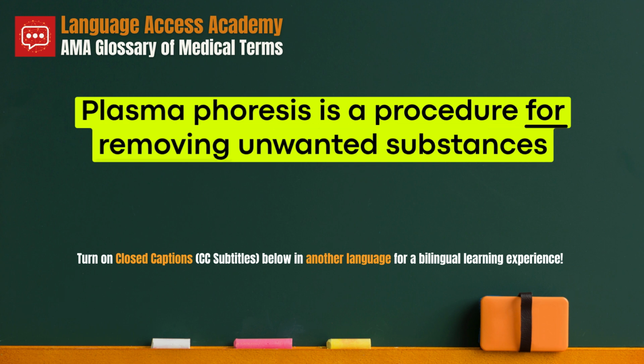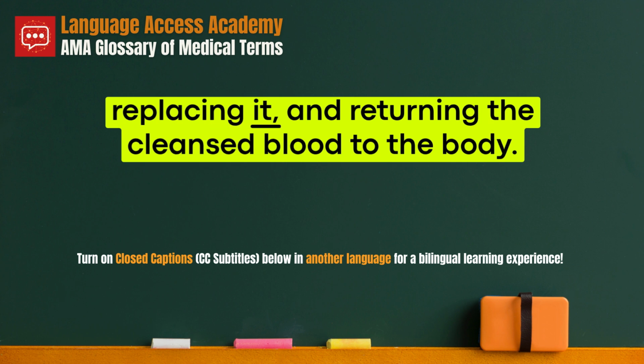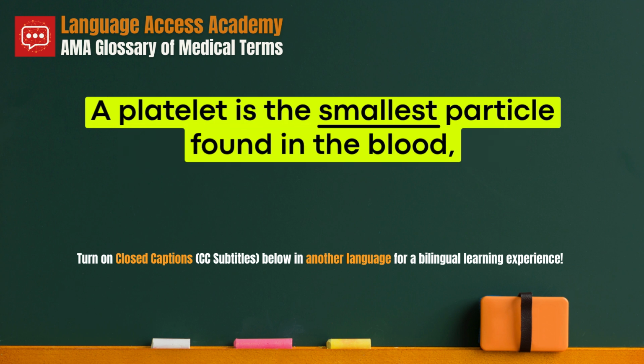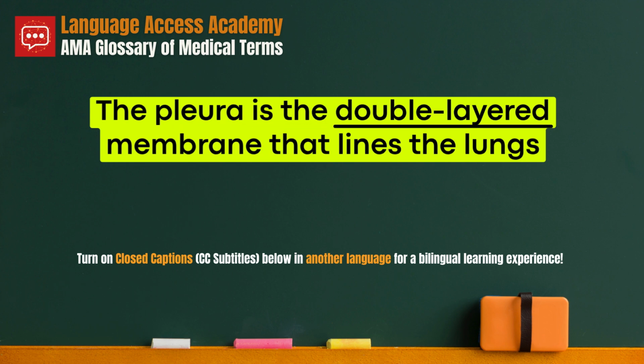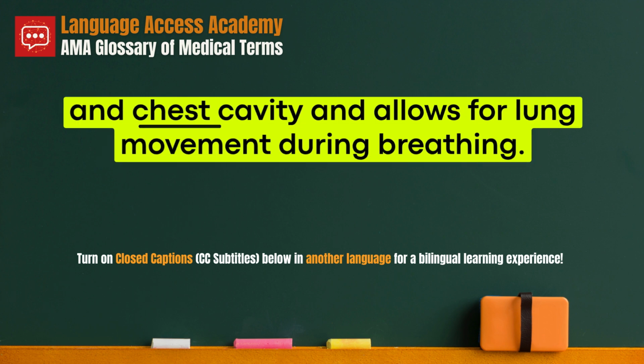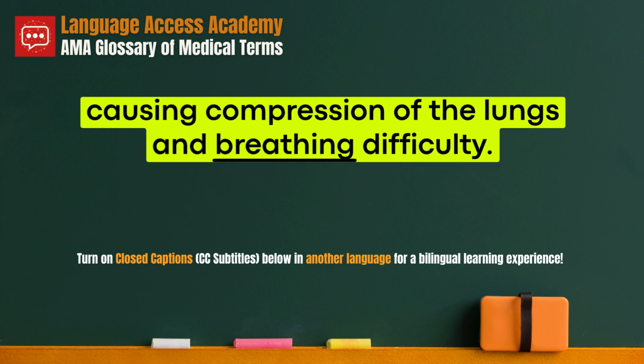Plasmapheresis is a procedure for removing unwanted substances from the blood by separating the plasma, replacing it, and returning the cleansed blood to the body. A platelet is the smallest particle found in the blood, which plays a major role in forming blood clots. The pleura is the double-layered membrane that lines the lungs and chest cavity and allows for lung movement during breathing. Pleural effusion is a buildup of fluid between those membranes, causing compression of the lungs and breathing difficulty.